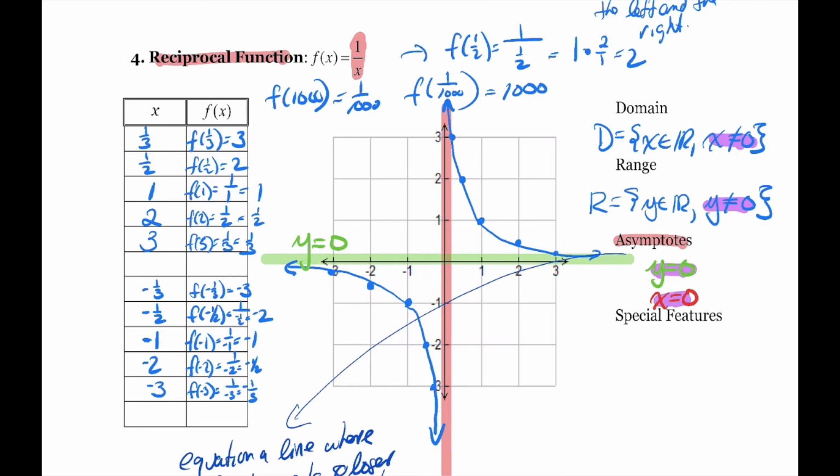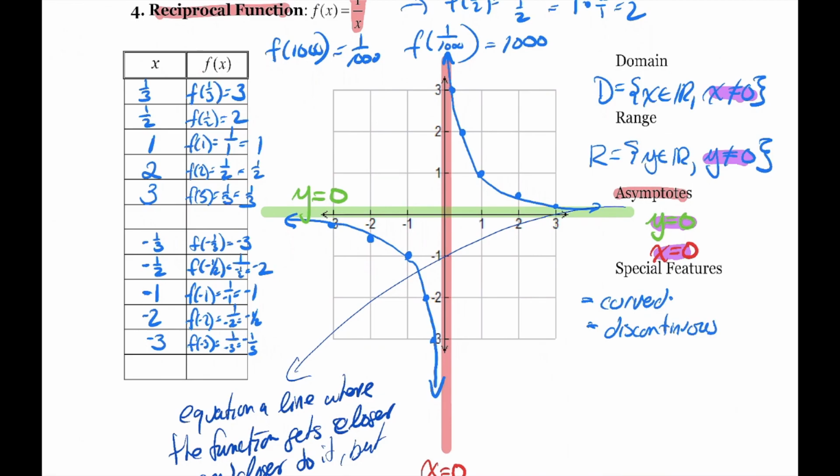Okay, so special features that we can look at. It's curved. It's discontinuous. In other words, the line is broken for this function, it's not joined. It's not one continuous line. In this case, it's actually two continuous lines, so it's discontinuous, and it has two asymptotes, one vertical and one horizontal. And it's going to be important to remember those asymptotes as we go off and graph variations of the reciprocal function.